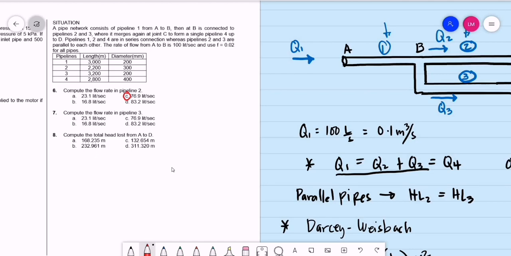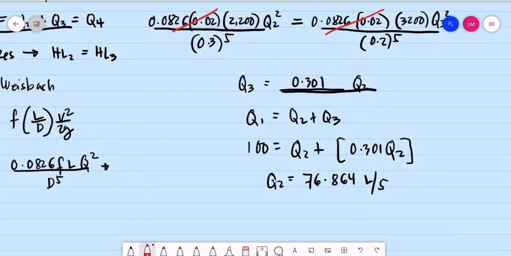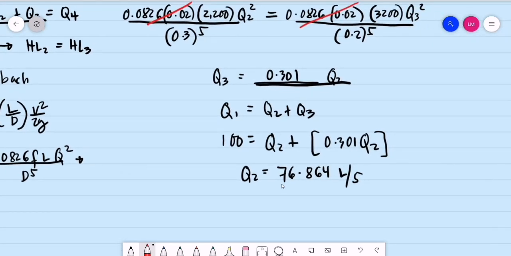Then question number 7, compute the flow rate in pipeline number 3. Okay, how do we compute for pipeline number 3? Again, we are using our continuity equation. Pipeline number 1, flow rate is equal to 100 liters per second, equal to, we are able to compute for discharge number 2, that is 76.864, plus the discharge in pipeline number 3.